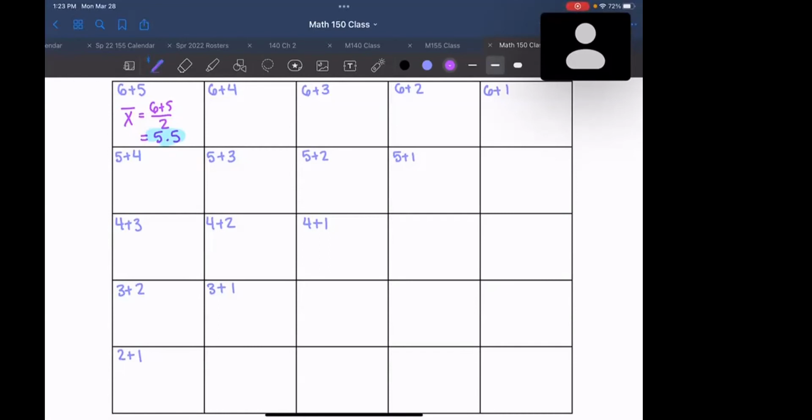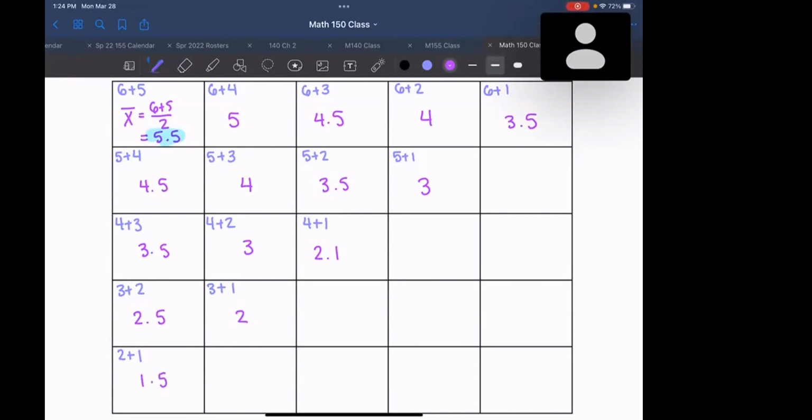So anyone who did the top row want to read me out the top row? 5.5. 5. 4.5. 4. Good. Anyone who did the second row? All right, I already have these written down. So I got 4.5, 4, 3.5, and 3. I've got 3.5, 3, and 2.5. We've got a 2.5 and a 2, and then a 1.5.